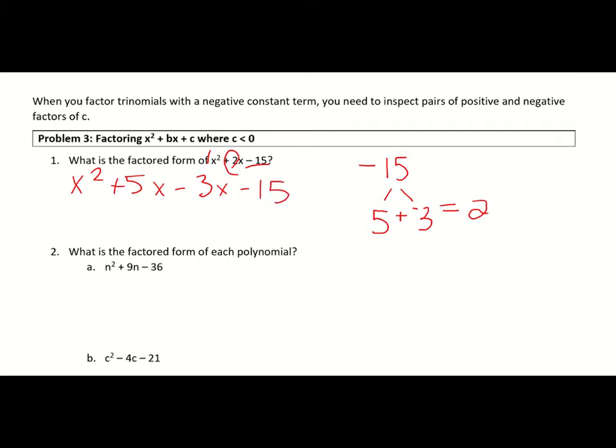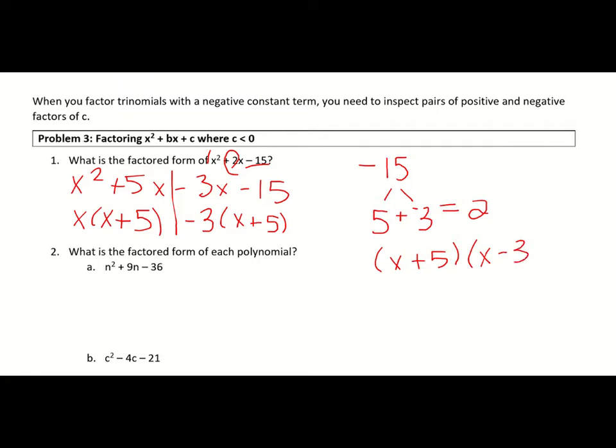Once I rewrite the polynomial, I'm going to cut it in half and factor by GCF. On the left, they have an x in common, which leaves me with x plus 5. On the right, they have -3 in common, which leaves me with x plus 5. So this is going to factor to x plus 5 because the insides match, and x minus 3 because those were the terms on the outside.